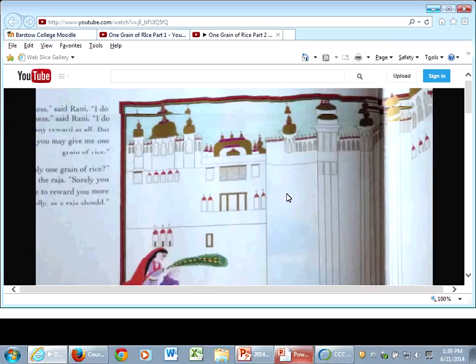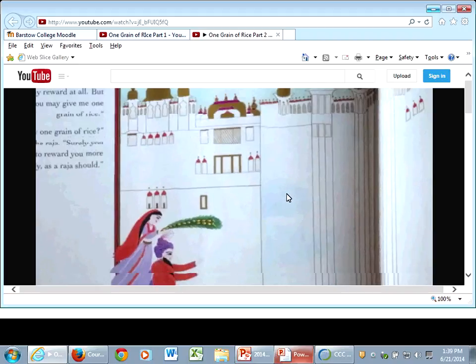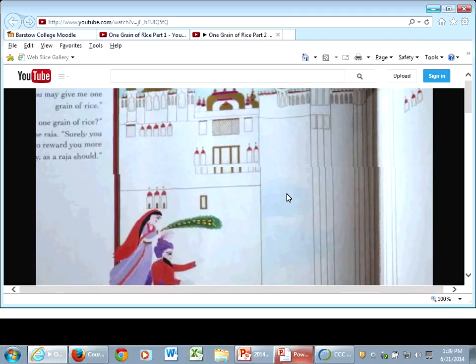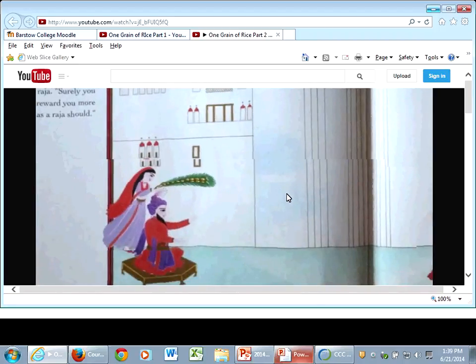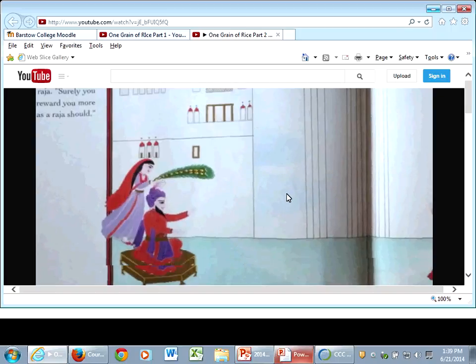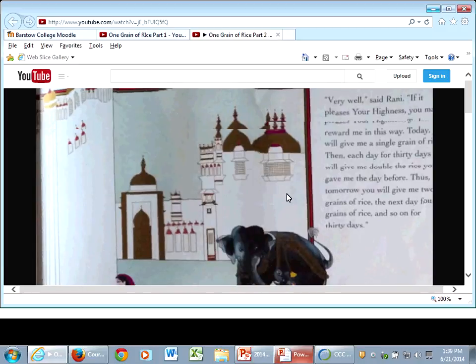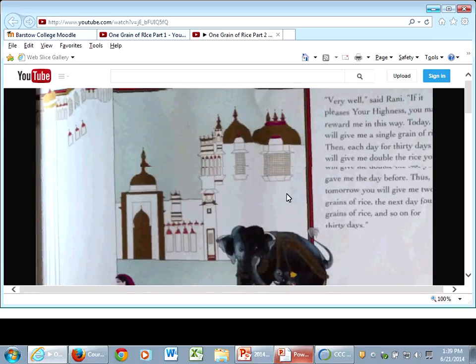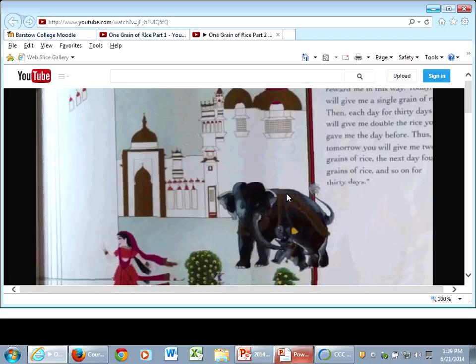"Your Highness," said Rainey, "I do not deserve any reward at all. But if you wish, you may give me 1 grain of rice." "Only 1 grain of rice?" exclaimed the Rajah. "Surely you will allow me to reward you more plentifully, as a Rajah should." "Very well," said Rainey. "If it pleases your Highness, you may reward me in this way. Today, you will give me a single grain of rice. Then, each day, for 30 days, you give me double the rice you gave me the day before.